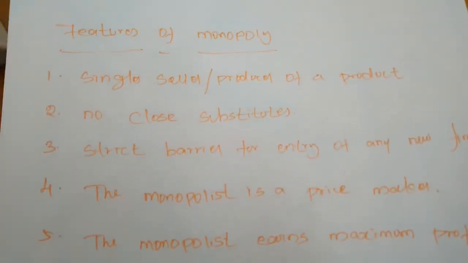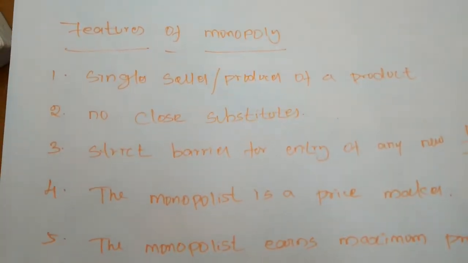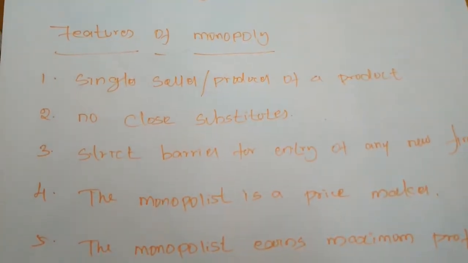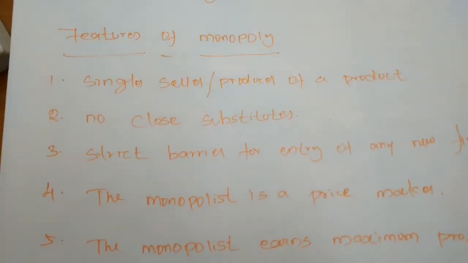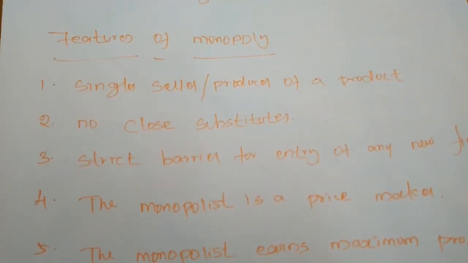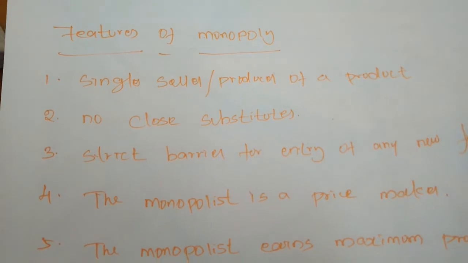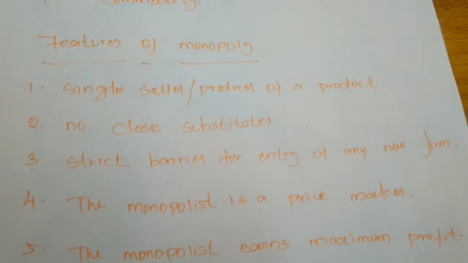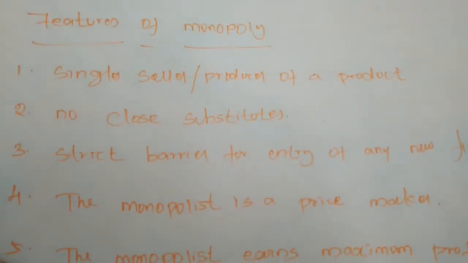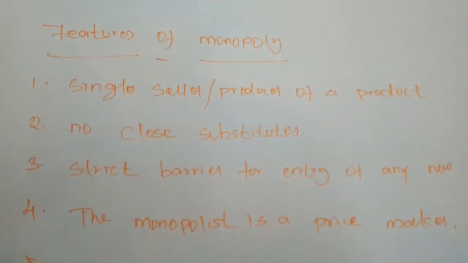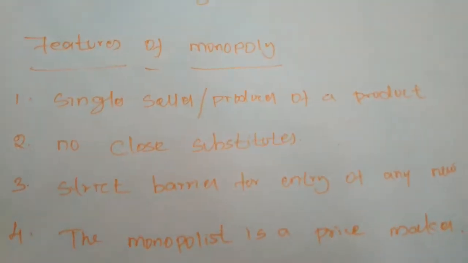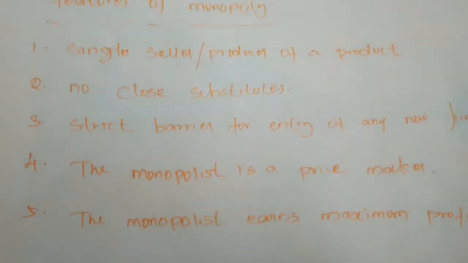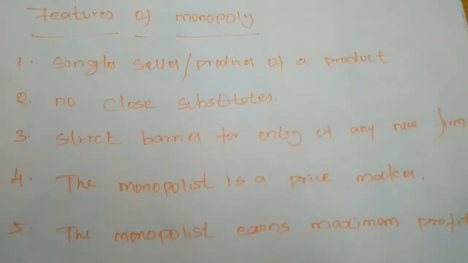Next, the features of monopoly. The single seller is the producer of a product. So only a single seller will be there, as I told you in the example of book publication. Our textbook is also published by the Tamil Nadu government, the Department of School Education of the Government of Tamil Nadu. Except the Department of School Education, no one has the power and right to publish the books.